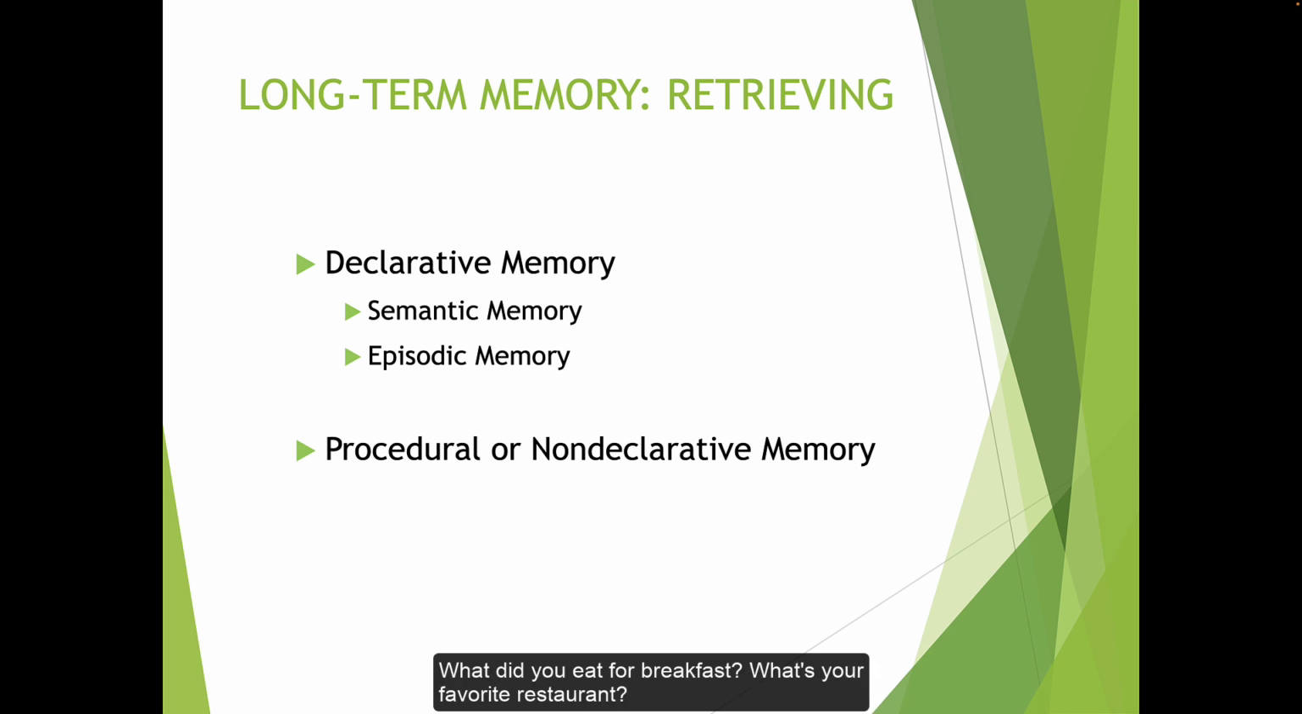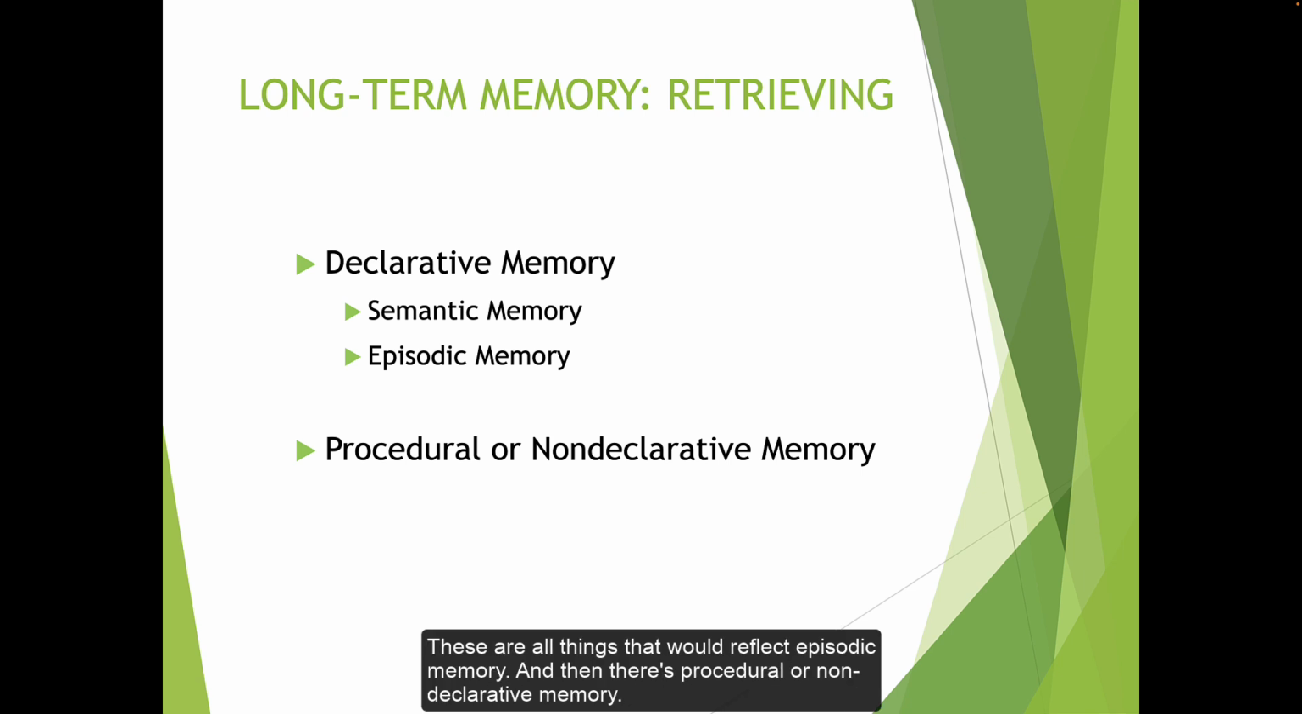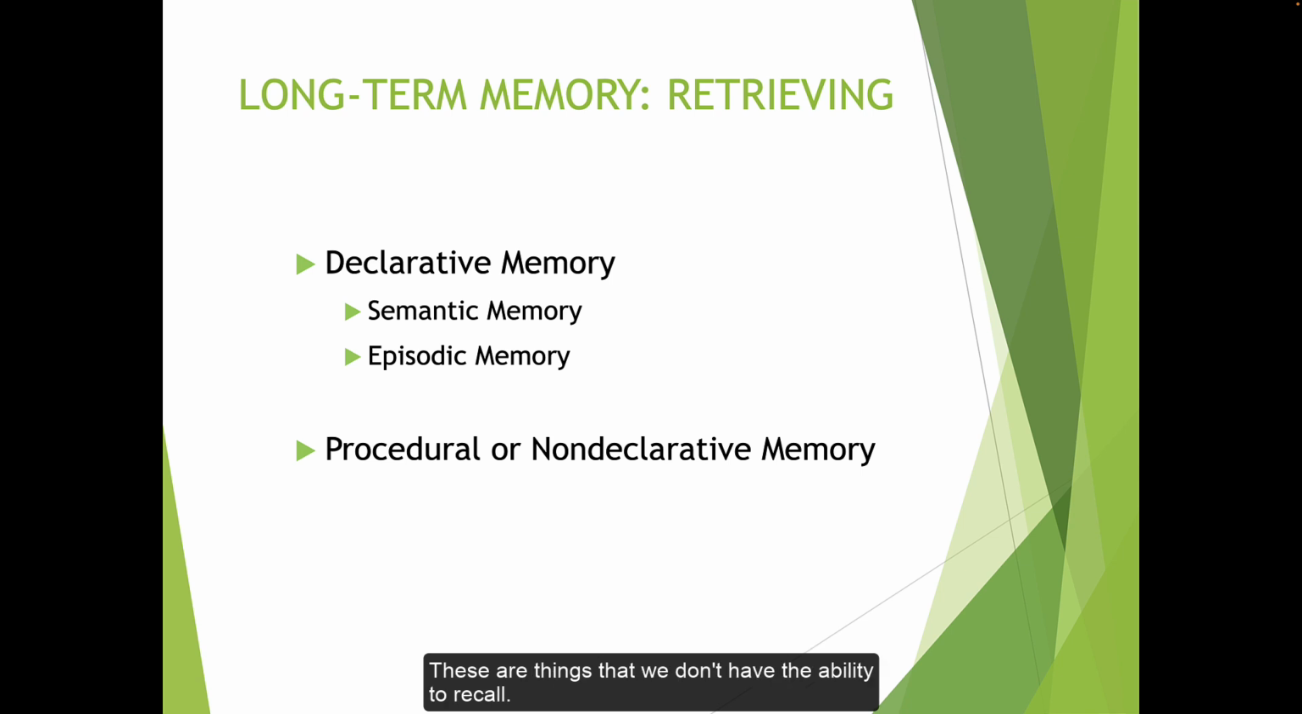What did you eat for breakfast? What's your favorite restaurant? What did you do on your last birthday? These are all things that would reflect episodic memory. And then there's procedural or non-declarative memory. These are things that we don't have the ability to recall. They can relate to things like motor skills and abilities.